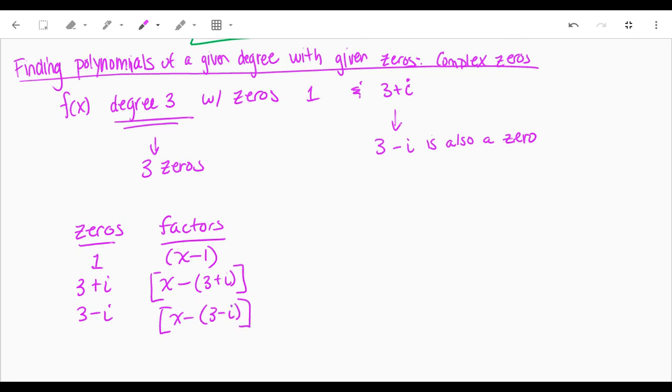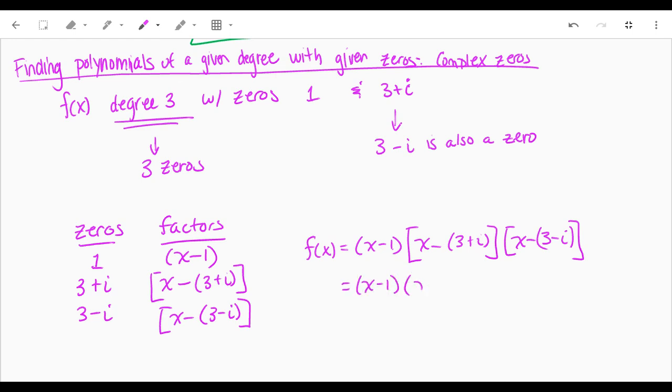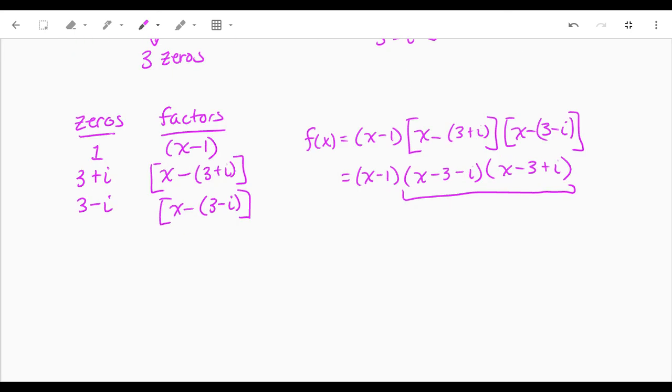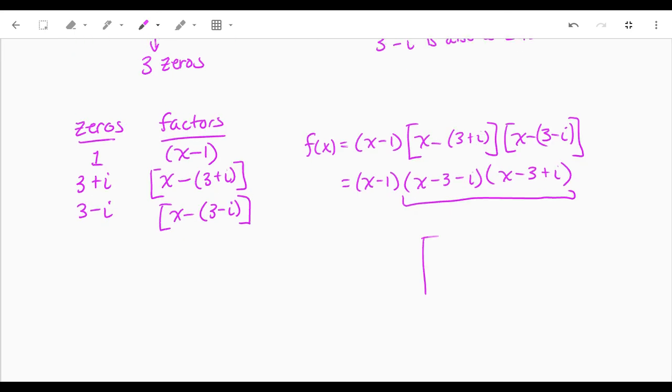So our polynomial will be x minus 1 times x minus 3 plus i times x minus 3 minus i. So we can do the multiplication that we just did in the previous example, where we're going to distribute that negative. And we're going to multiply them together. And it's going to be easier if we multiply these two together first, because that's going to get us all of our real numbers. So x minus 3 minus i and x minus 3 plus i.